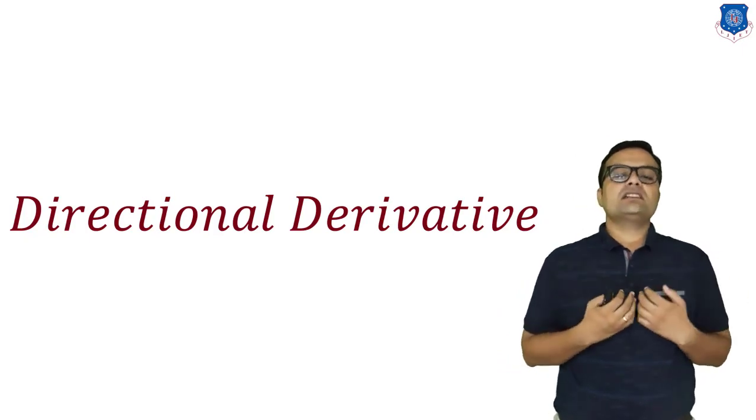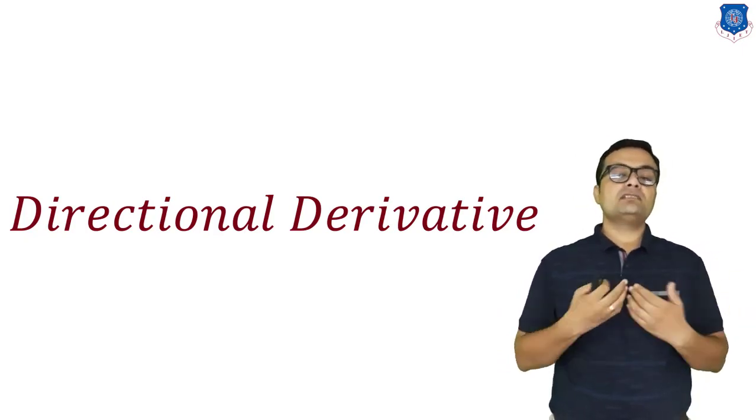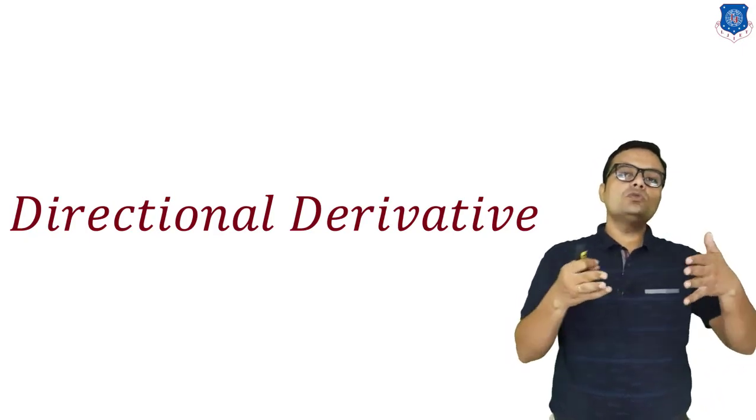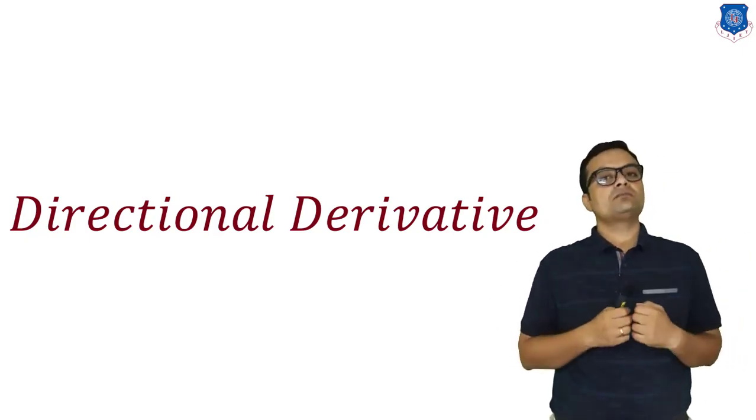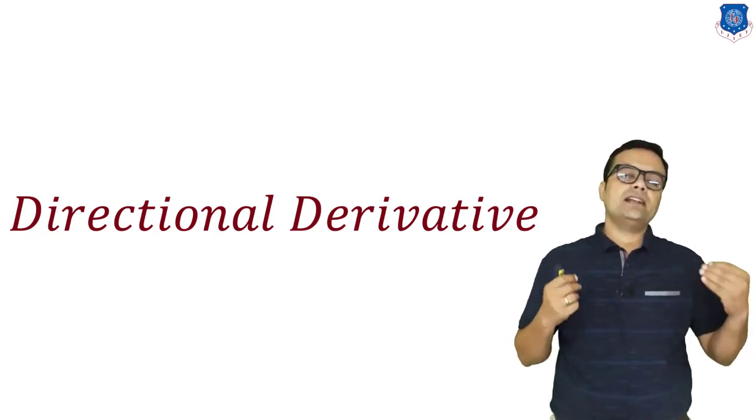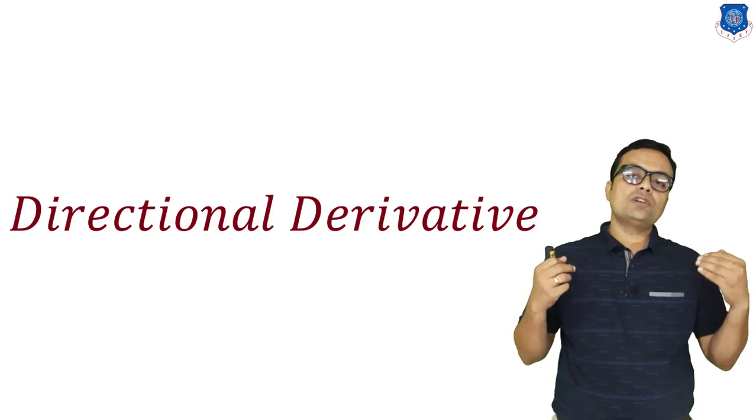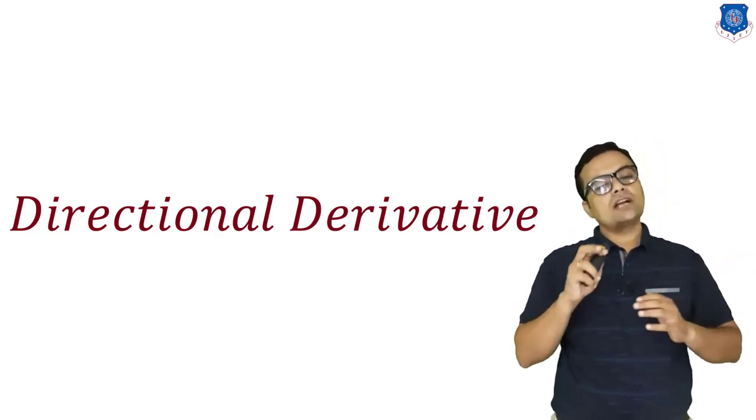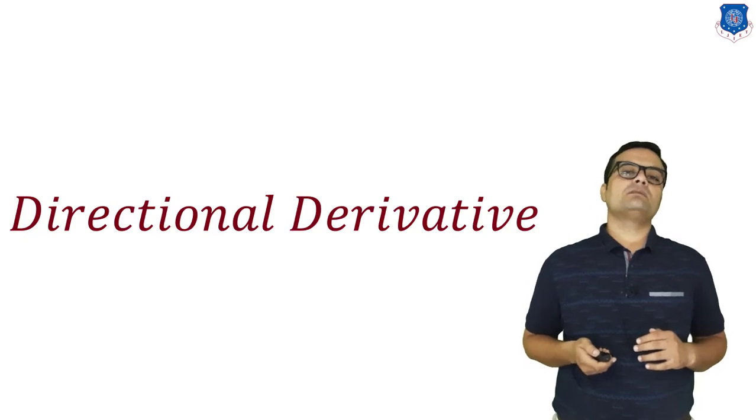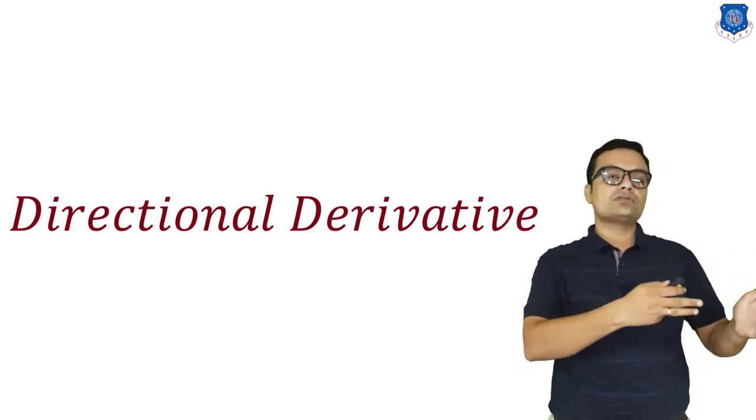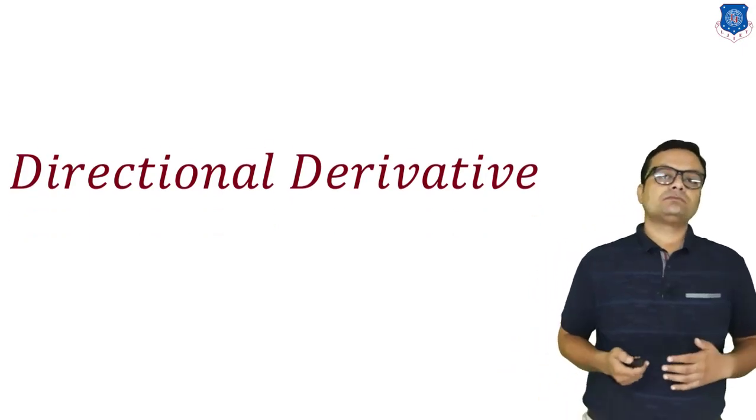This restricts ourselves to move in any random direction, whereas we know in function of two variables we can approach the point, we can move towards the point in any random direction. So the obvious question will be how to define direction, or how to define the derivative in any random direction. So we are going to look at how to define derivative in any random direction. It is known as directional derivative.